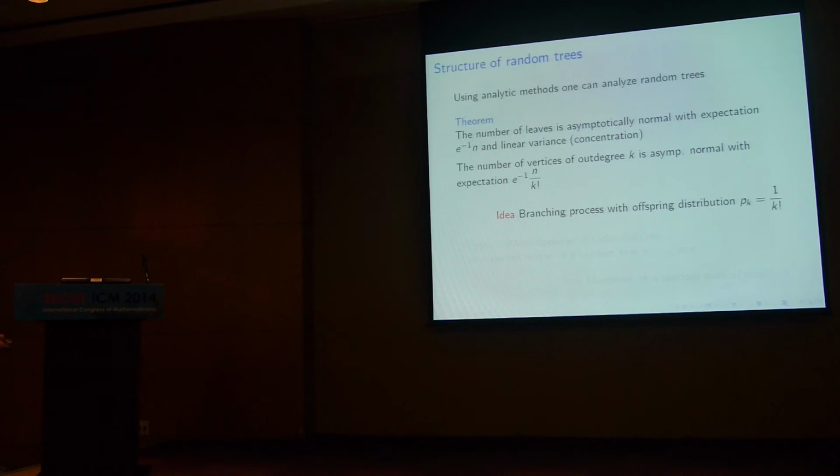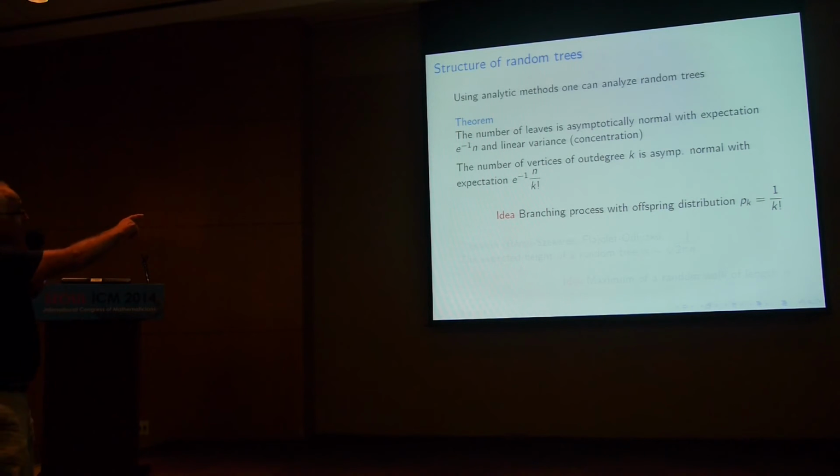And in this case, what you can prove using analytic methods is that the number of leaves is distributed asymptotically like a normal law. The expectation is n divided by e. The variance is linear, so the fluctuations are of order square root of n. So a typical tree will have really n over e leaves with Gaussian fluctuations of order square root of n. You can prove even much more. You can prove much stronger concentration results, large deviation results.